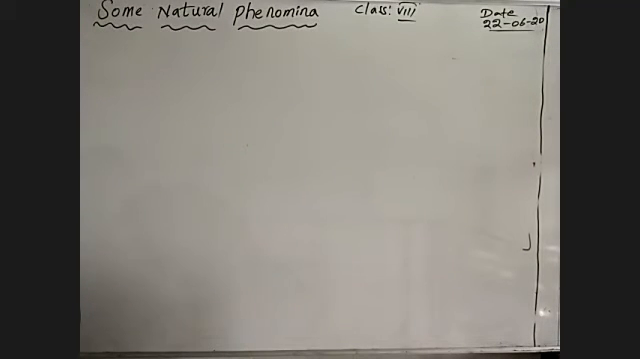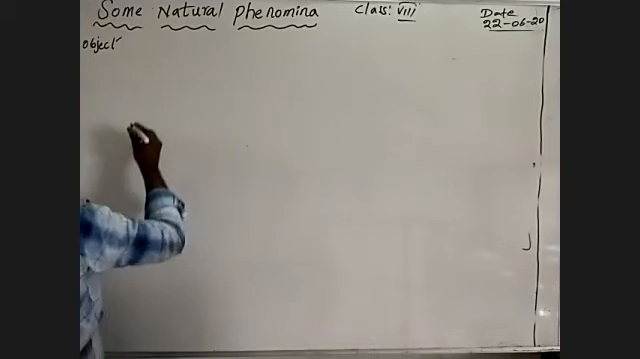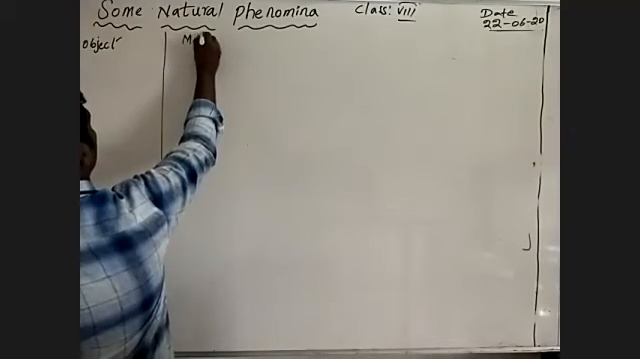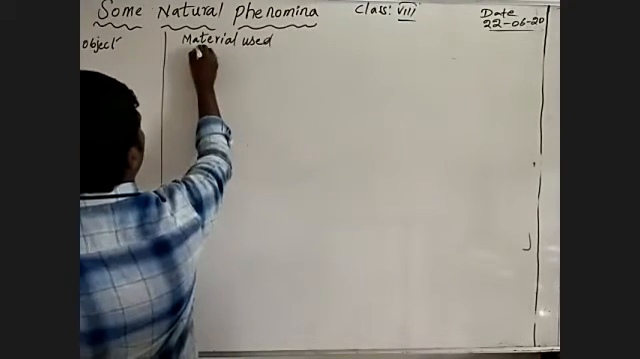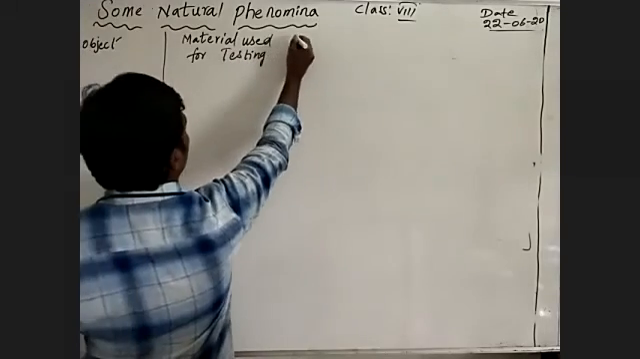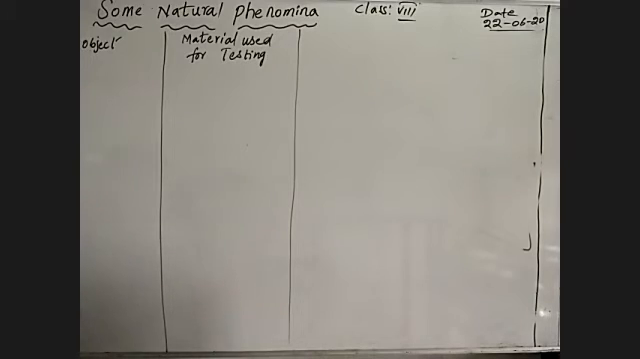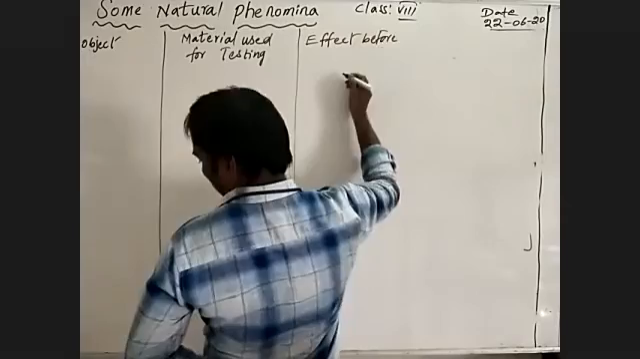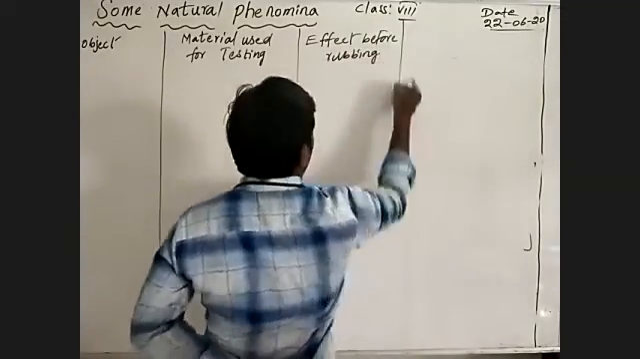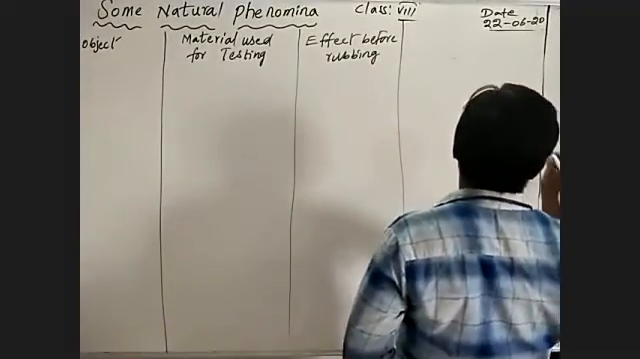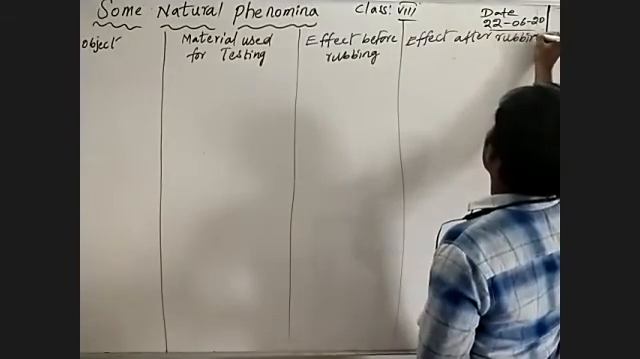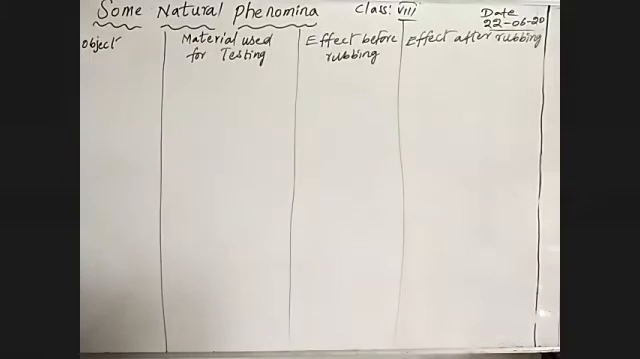The object and the material used for testing. Next, the effect before rubbing, and the effect after rubbing. See there, refill.